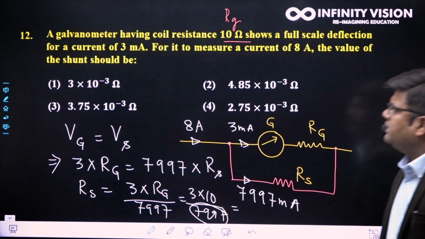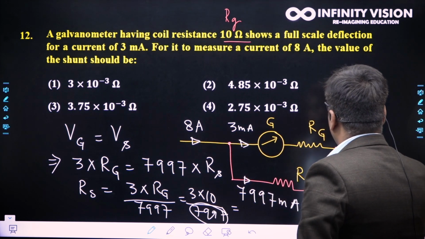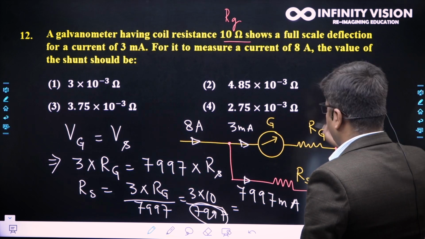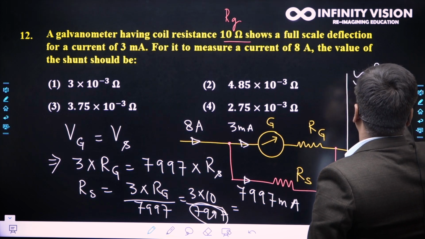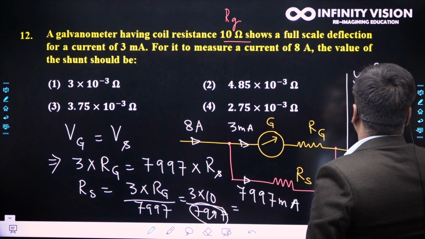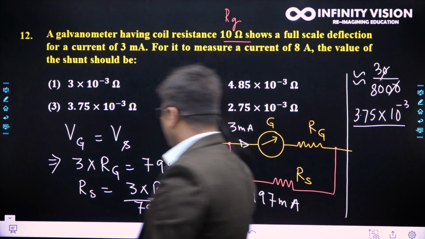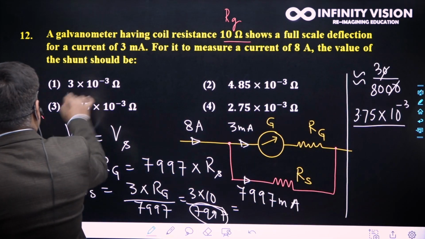Now approximately we can round it off to 8000 itself, just for the sake of convenience, to avoid the calculation. So the final answer you can just approximate as 30 by 8000, and from here we can see that the answer will be 3.75 into 10 raised to the power minus 3. So the correct option for this particular question is option number 3.